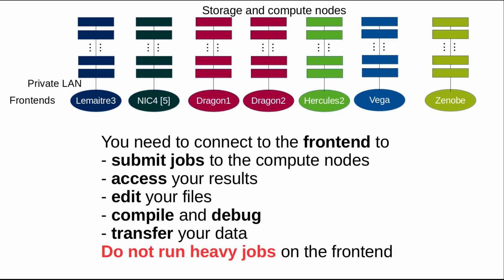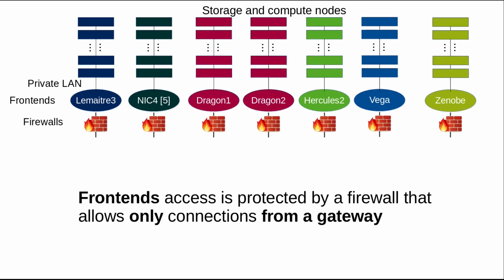The frontend is the special node to which you will connect with SSH. From this node you will start your jobs, access the results and transfer data, edit your files, compile and debug your codes. You should not execute jobs that require a large amount of resources. You will penalize the other users connected to the frontend.